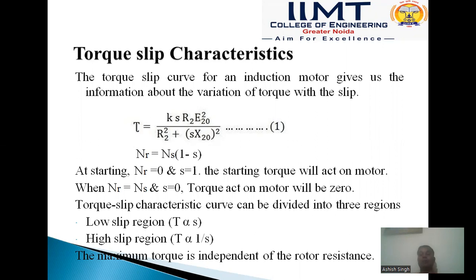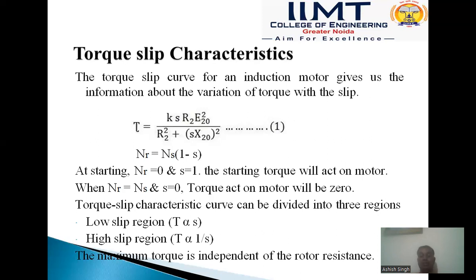Now, torque slip characteristics is subdivided into mainly two regions, low slip region and high slip region. In the low slip region, the value of s is very small, around 0 to 0.06.